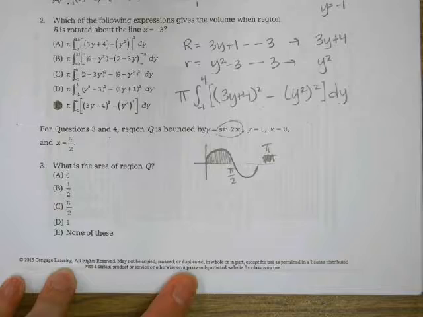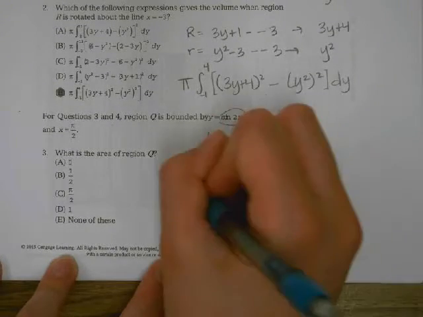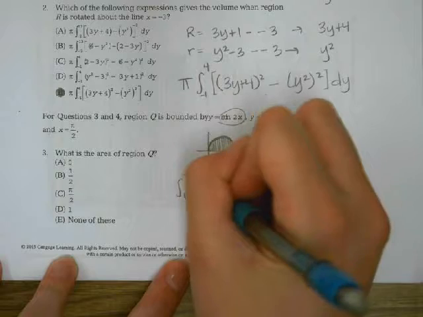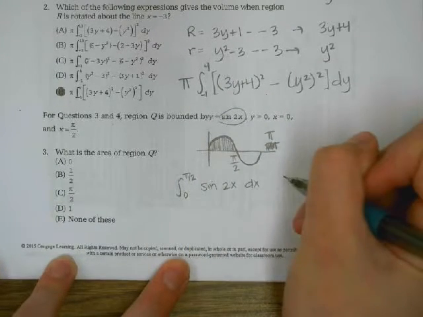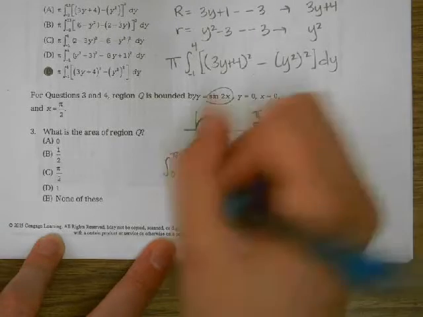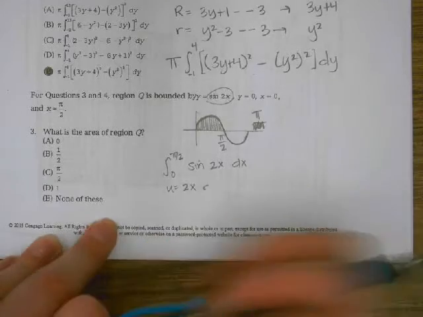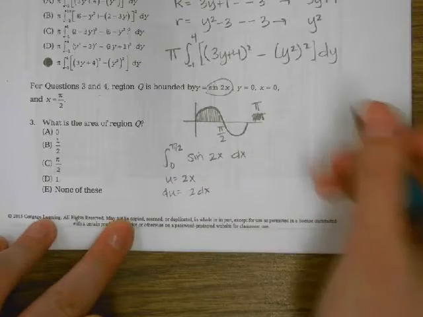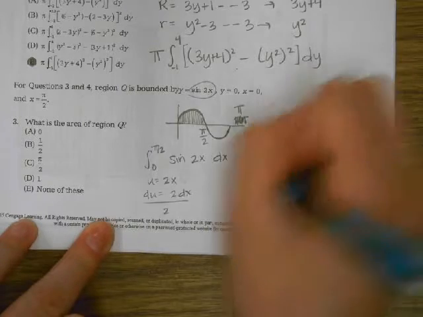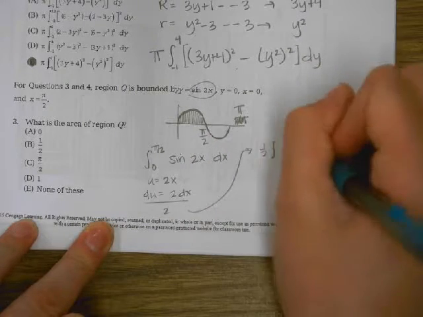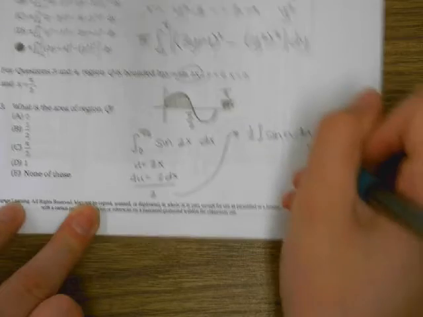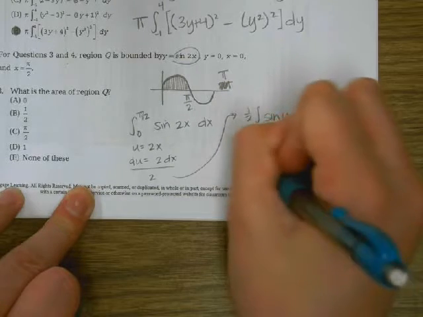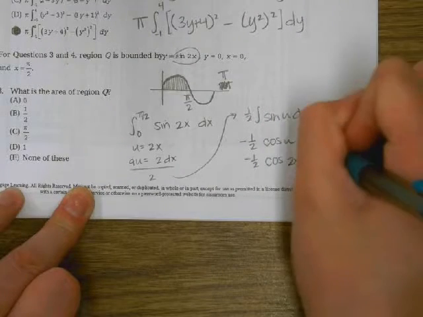Okay, so what is the area of Q? That's Q right there. So I'm going to integrate from 0 to pi halves of sine 2x dx. And this is a u substitution problem. So u is 2x, du is 2 dx. I do not see a 2 there, so I have to divide it out and put it in the front. So I've got 1/2 integral of sine of u du, and the antiderivative of sine is negative cos. So negative 1/2 cos u, so that's negative 1/2 cos 2x evaluated from 0 to pi halves.